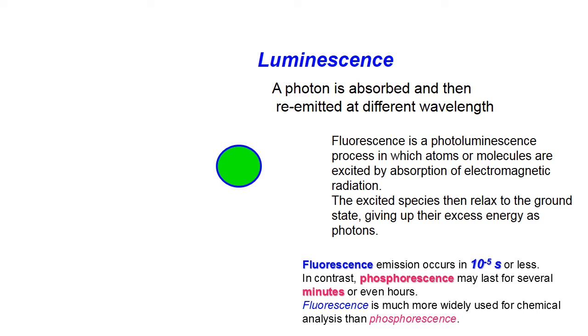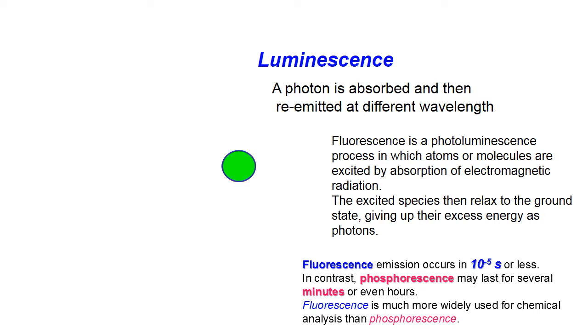A photon is absorbed and then re-emitted from the same molecule at different wavelengths, like this. Absorption, re-emission. Re-emission is going in any direction. Fluorescence is a photoluminescence process in which atoms or molecules are excited by absorption of electromagnetic radiation. Excited species relax to the ground state, giving up their excess energy as photons.